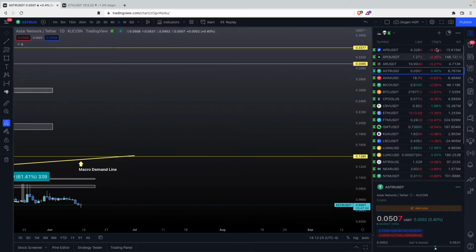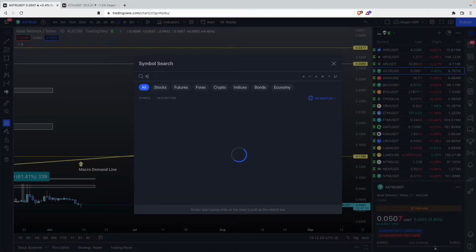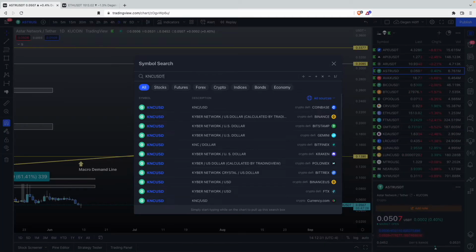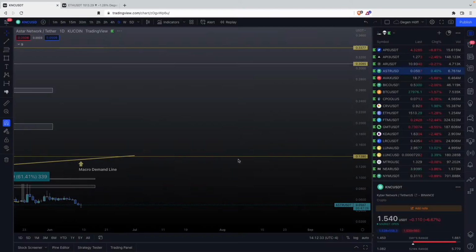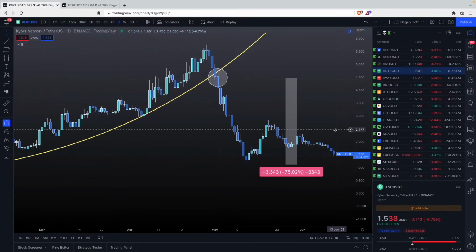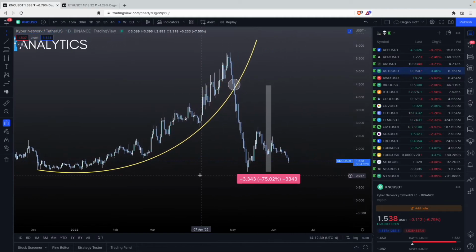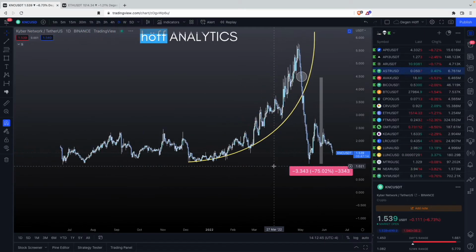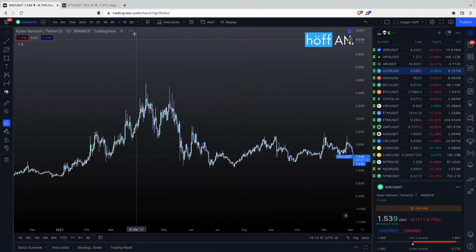Let me go into a coin that I don't have drawn up. Here's a shit coin, KNC USDT. Trash. Look at that. It broke the parabolic arc and then it dropped like 75%. Okay, let's see if I can use this one.